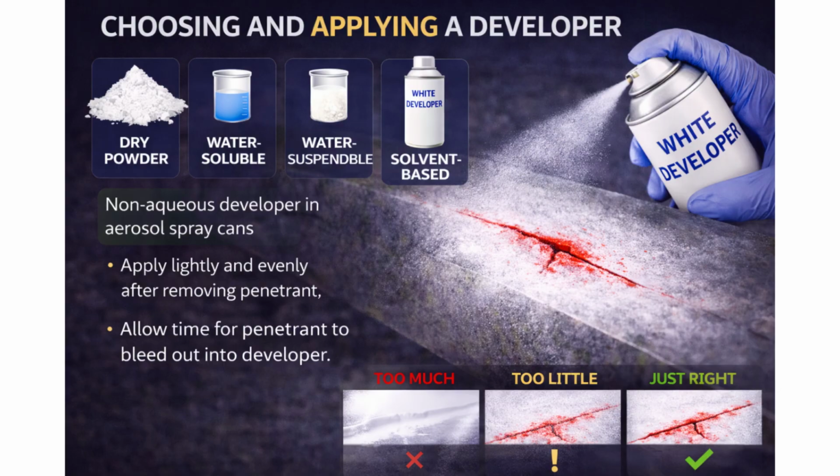The most common for the spray can method is non-aqueous developer, which comes in an aerosol can and applies a uniform white coating to the surface. The developer, whether dry or wet, should be applied as soon as possible after the removal of the penetrant. Apply it in light, even coats, building up a thin white layer. Too much developer can mask small indications. Too little won't provide adequate contrast. After application, you need to allow development time for the penetrant to bleed out of defects into the developer layer.